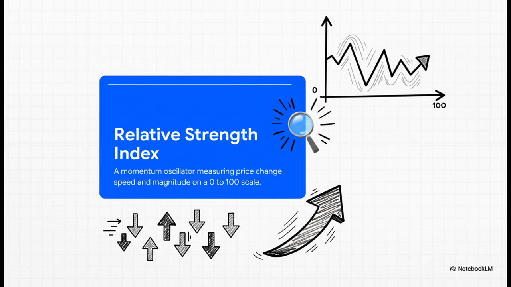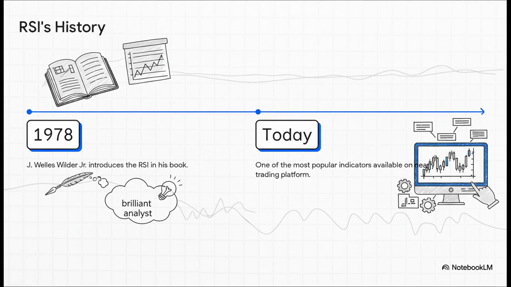So if you want the official textbook definition, the RSI is a momentum oscillator. All that really means is it's an indicator that moves or oscillates between 0 and 100. Its one and only job is to measure both the speed and the size of recent price changes. And you know, this isn't some new, trendy indicator that just popped up. It was actually developed way back in 1978 by a guy named J. Wells Wilder Jr. The fact that it's still a standard default tool on basically every trading platform out there today, well, that should tell you just how useful people find it.